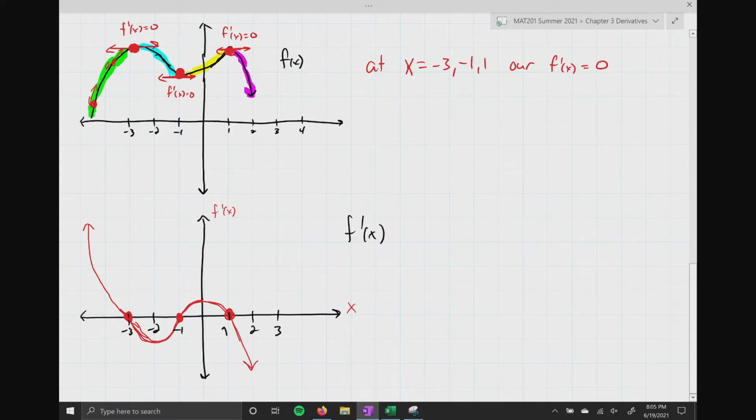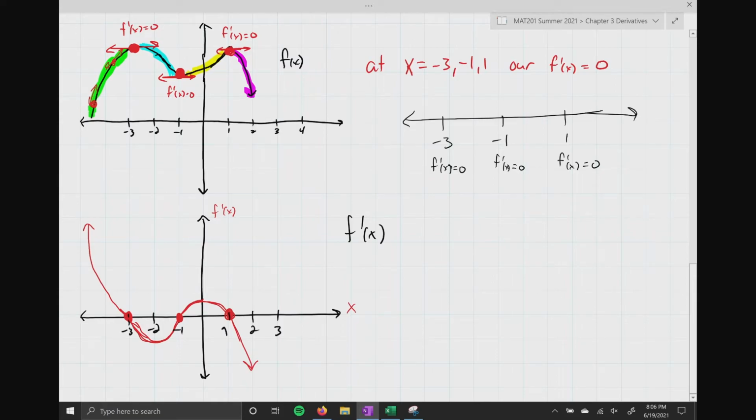Now, I think, personally, a really good idea, once you kind of see how this works, is to create a number line, and right here, you know your derivative equals 0, derivative equals 0, and your derivative equals 0. So at negative 3, negative 1, and 1, your derivative equals 0. The slope of the tangent line is a horizontal line.